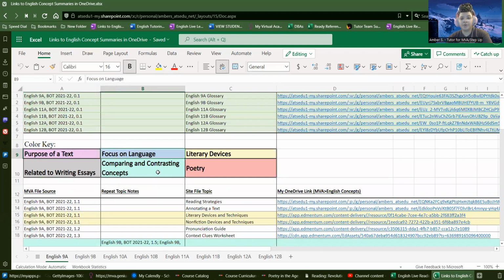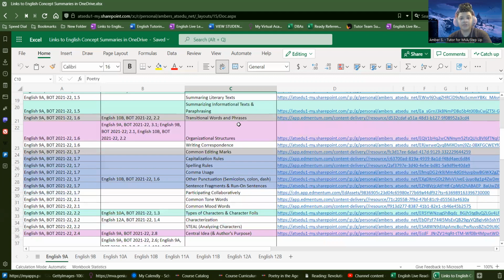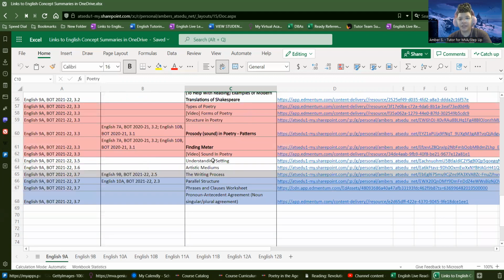So anything that's grammar related, focus on language, right? It'll be blue. Literary devices, that's the figurative language that we were talking about, different fancy ways that people describe things and put things in writing. That's in yellow. Today, we're looking for poetry, which is this pinky coral color. So if we scroll down, we have a whole section about poetry here for 9A.